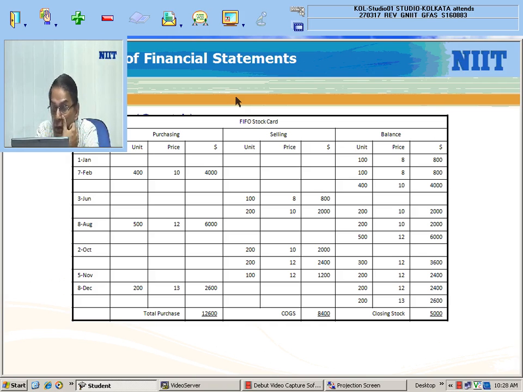On 8th of December, company makes another purchase of 200 units at 13 rupees, 2600. So the stock now in hand is basically 200 units at 12 rupees purchased on 8th of August and 200 units of 13 rupees purchased on 8th of December. So the closing stock is 5000. And total purchase is 12,600. So cost of goods sold is 8,400.